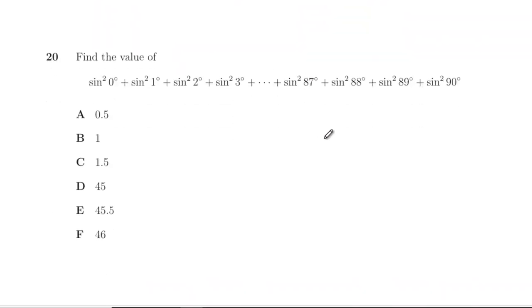Question 20, find the value of that. Right, they've done that. I've seen this in other papers. Not a TMUA, but I've seen this in probably an NSAA or an ESAT or something. Yeah, I can tell you it's E, but I'll go through why. So we want to pair these up.